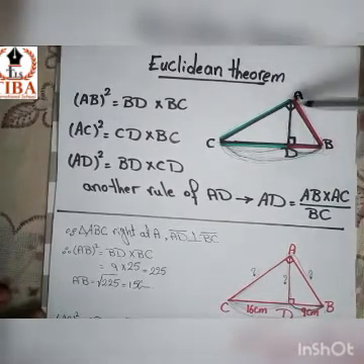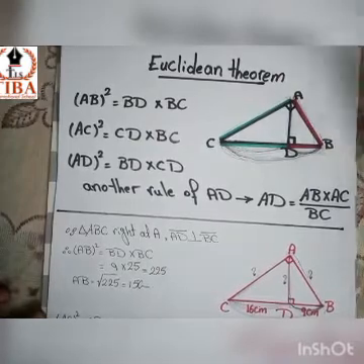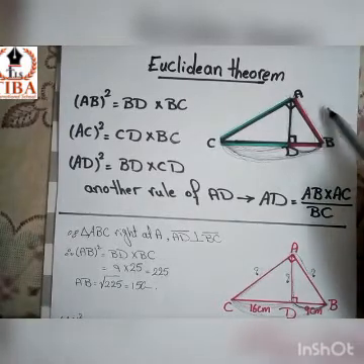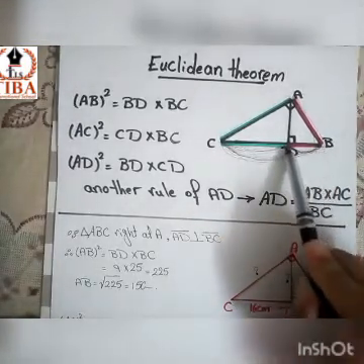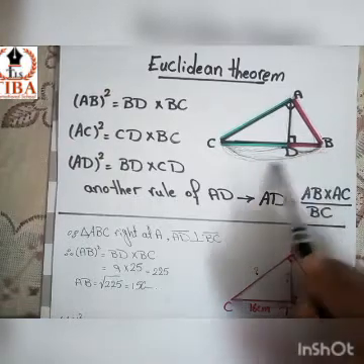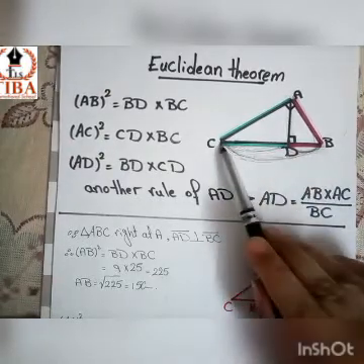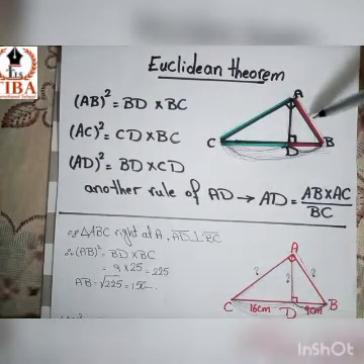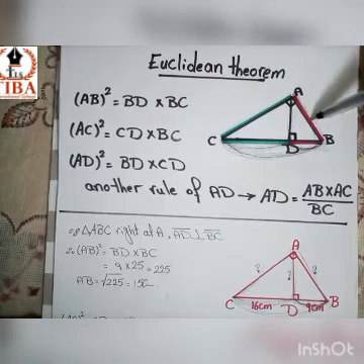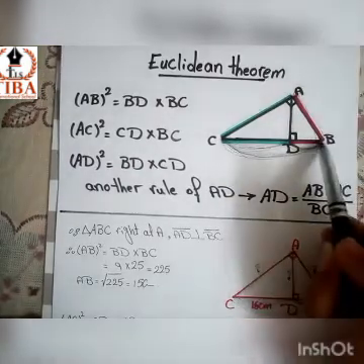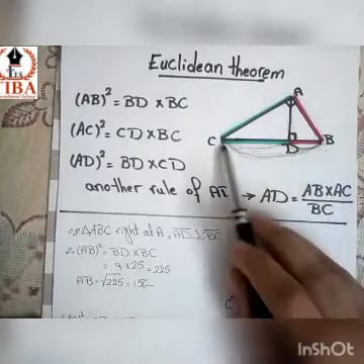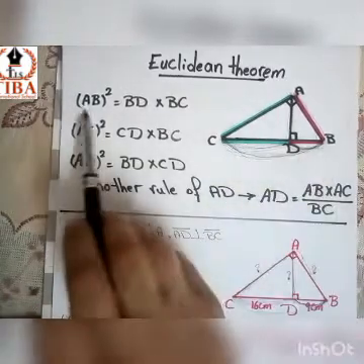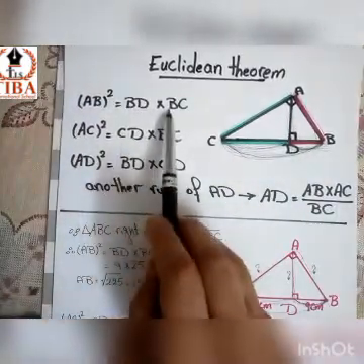In the Euclidean theorem, to find the length of AB, the area of the square drawn on AB equals BD times BC, the length of BD times the length of BC. So AB power 2, or the area of the square drawn on AB, equals BD times BC. This part BD times the hypotenuse BC. So AB power 2 equals BD times BC.